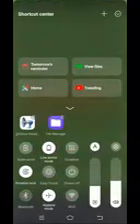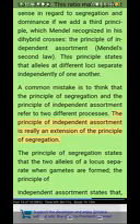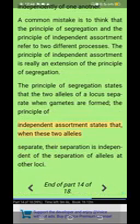A common mistake is to think that the principle of segregation and the principle of independent assortment refer to two different processes. The principle of independent assortment is really an extension of the principle of segregation. The principle of segregation states that the two alleles of a locus separate when gametes are formed. The principle of independent assortment states that when these two alleles separate, their separation is independent of the separation of alleles at other loci.